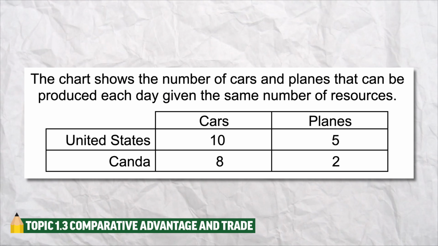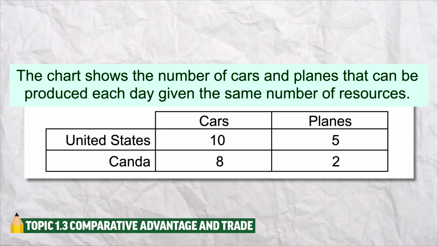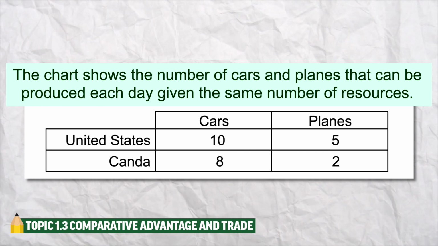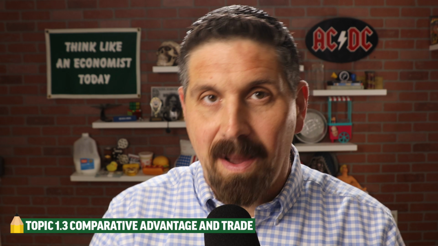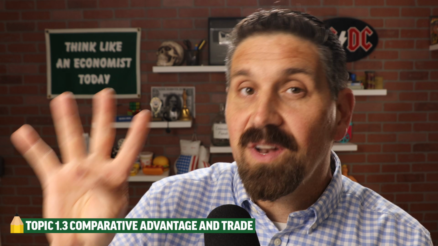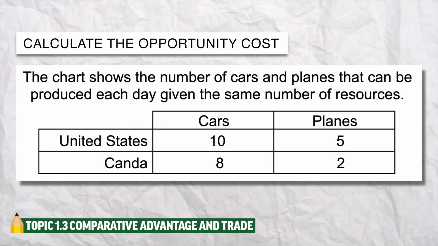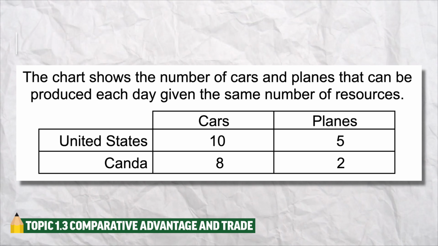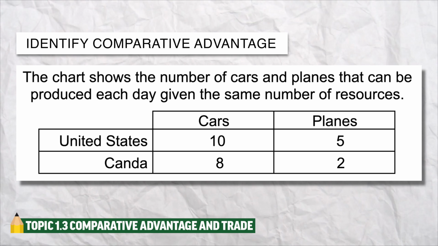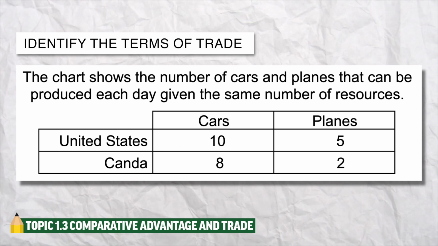Your teacher or professor is going to give you a question like this with 2 countries, 2 products, and numbers. In this case, the number of cars or planes the US and Canada can make in one day. The country's products and numbers might change, but you'll always be asked 4 different types of questions. Number 1, identify which country has an absolute advantage for each good. Number 2, calculate the opportunity cost for each country. Number 3, identify which country has a comparative advantage in which good. And number 4, identify a terms of trade that is mutually beneficial for both countries.